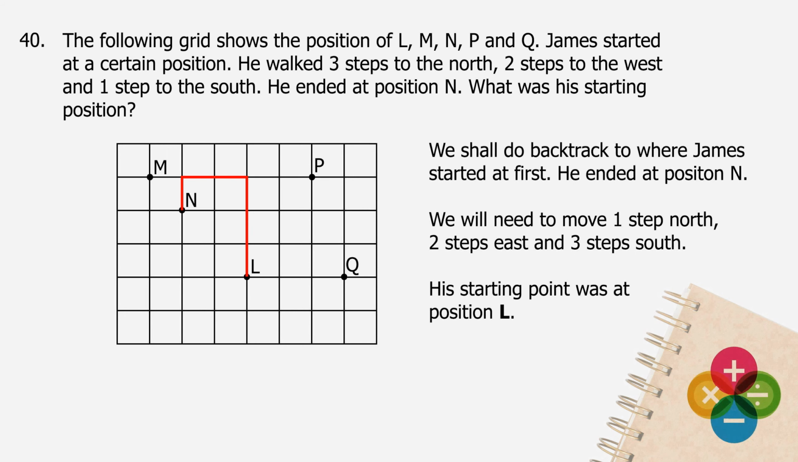We shall backtrack to where James started at first. He ended at position N. We will need to move 1 step north, 2 steps east, and 3 steps south. His starting point was at position L.